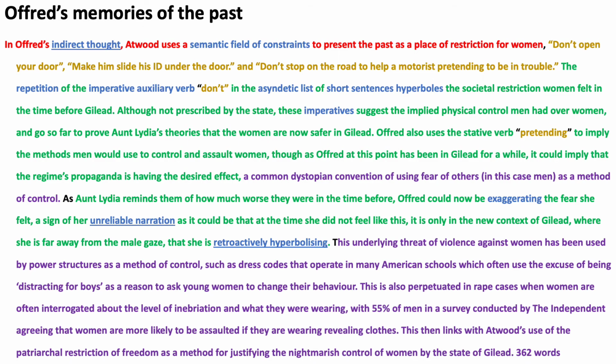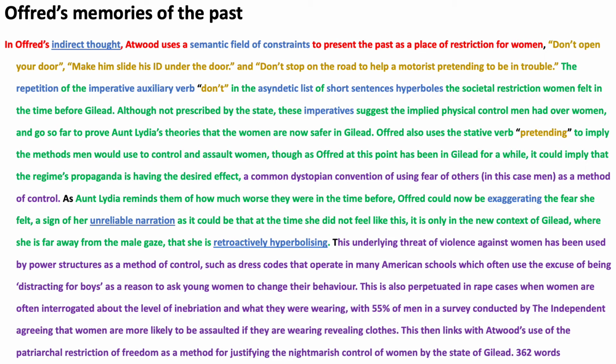All right, so here's an example paragraph. I know the writing's just a little bit small, but hopefully it gives you an idea as to how you can build in a range of bits of AO3 as well as loads of terms and commenting on voice too. So this one is all about memories, Offred's memories of the past.